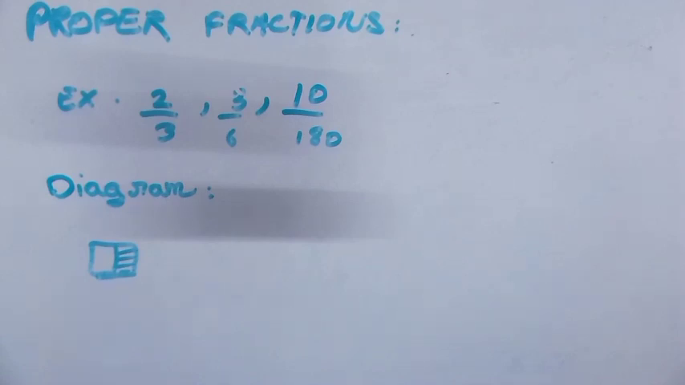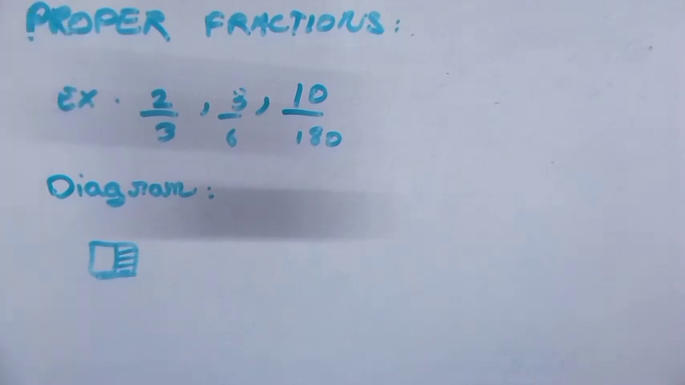You can represent a proper fraction by a diagram. This diagram is a square divided into two equal parts, and I have shaded one part. That means the fraction of it will be 1 by 2. So 1 is less than the denominator 2, so that is a proper fraction.